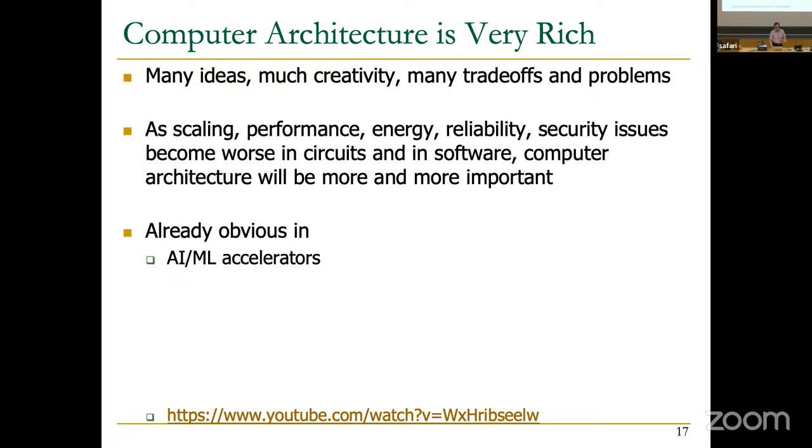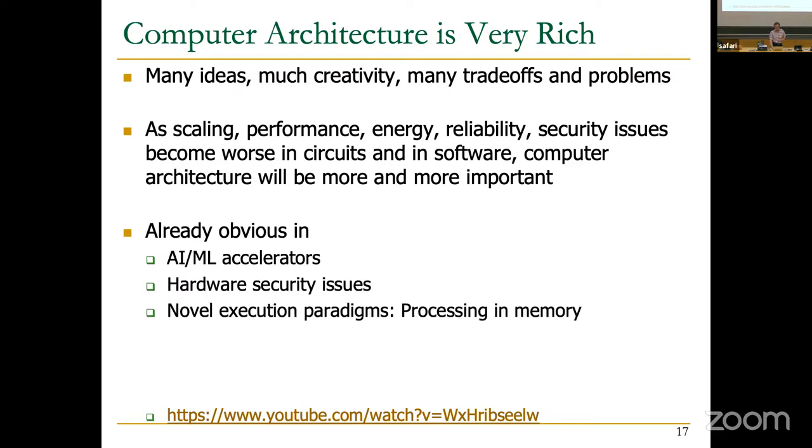So it's already obvious in things that we have looked at, right? Accelerators. Machine learning is an example, but there are clearly many, many accelerators that are happening. Genomics is an example that we're working on that's exciting, I think. Hardware security issues, new execution paradigms like processing in memory, processing in storage, processing inside the sensors, processing everywhere, as opposed to just the compute part that we have looked at today, right? If you look at the course today that we have seen, we've constrained processing only to the processing unit, right?